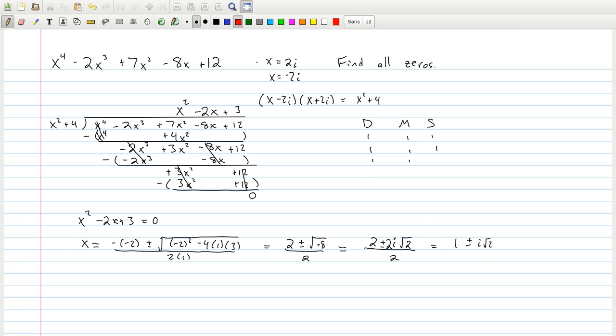And now to test to make sure we have all the zeros, this is a degree 4 polynomial, so we should have 4 zeros. X equals 2i was given. That's the one we verified with a long division. X equals negative 2i was its conjugate. We confirmed those were both zeros. And then we have x equals 1 plus i radical 2 and x equals 1 minus i radical 2. We found 4 zeros to a degree 4 polynomial, so we know we found all the zeros.